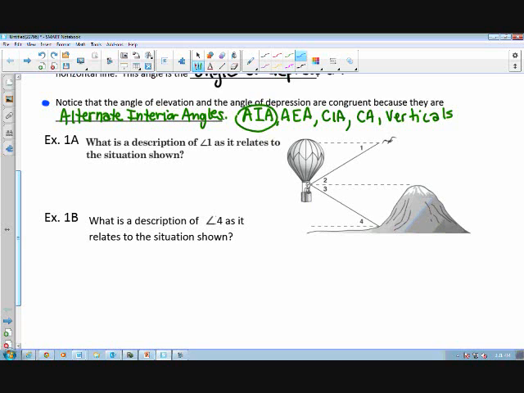So we're actually answering in two ways here. We're saying which type of angle is it? Is it an angle of depression or is it an angle of elevation, and explaining how it is created. So angle 1 is right here. Okay, you can see there's some form of bird flying by the hot air balloon, and we have a mountain. Okay, the bird's line of sight is right here.